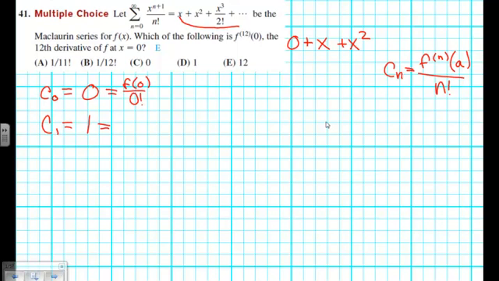Okay. Now, let me do the same thing. The value of the first derivative at 0 divided by 1 factorial is 1. What can you conclude then based on this? That the first derivative at 0 is 1.